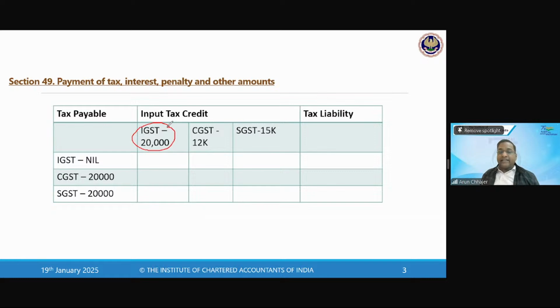IGST का जो क्रेडिट है, जो CGST और SGST में डिवाइड होगा, will it be first C and then second S, or it will be half? What would be the preference? What would be the order? Tell me कि IGST का क्रेडिट when it goes to C, when it goes to S, what would be the order?